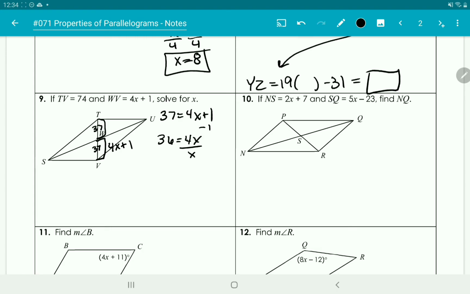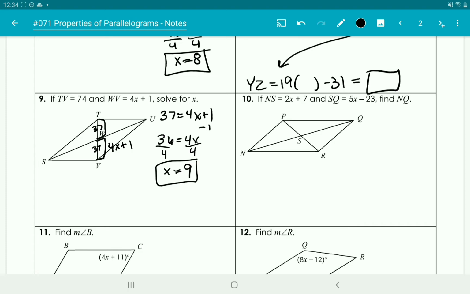Okay? So now, if we subtract 1, we'll get 36 equals 4x. And then we can just go ahead and divide by, sorry, I don't know what I'm doing, not dividing by x. You're dividing by 4. So it equals 4x. We divide by 4 on both sides. That is going to give us that x is equal to 9. Okay. There we go.